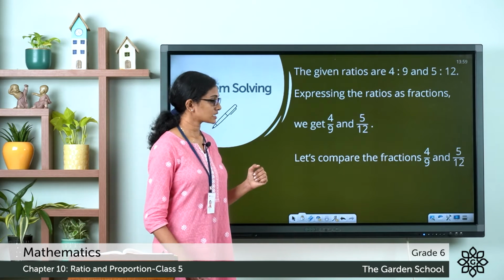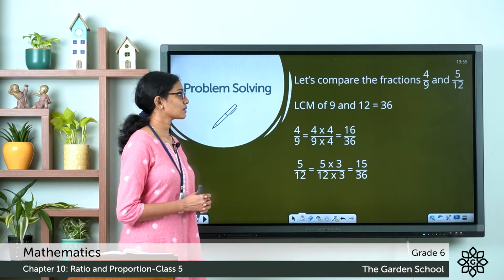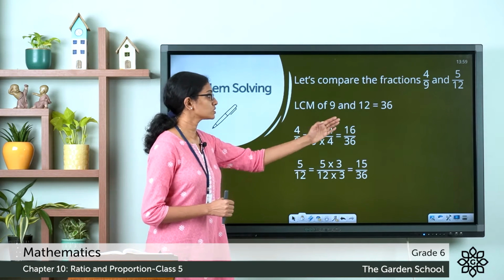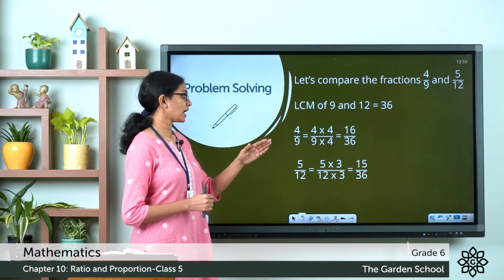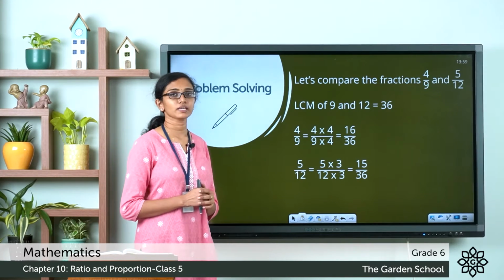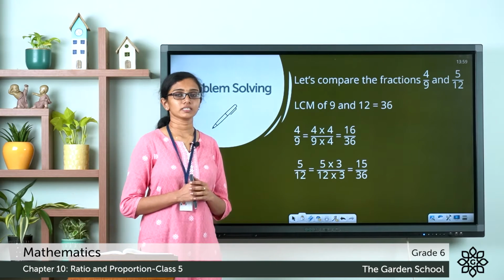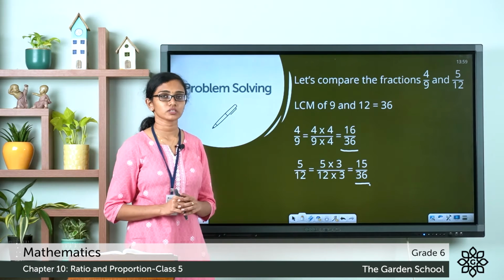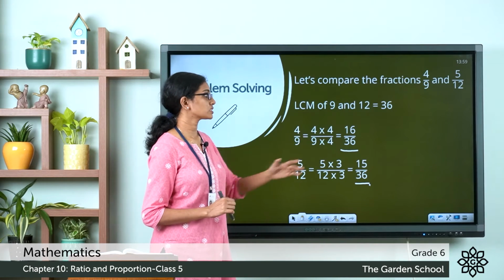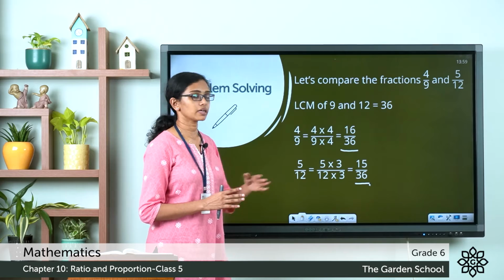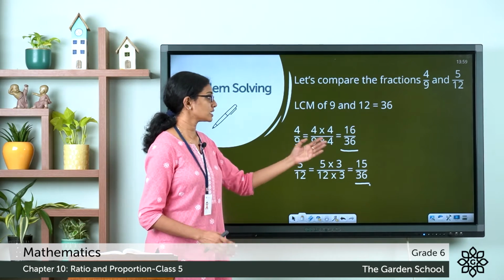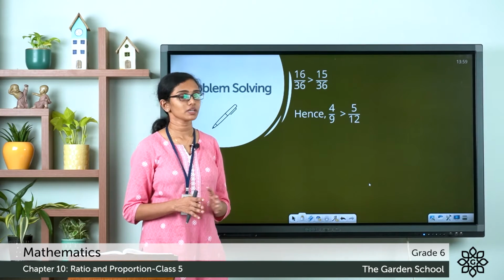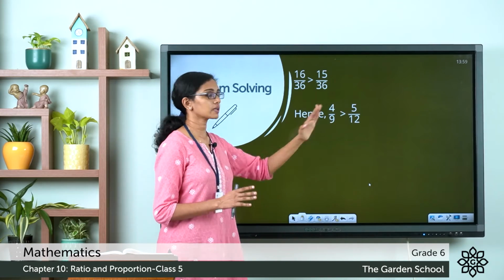Finding the LCM of 9 and 12, you get the LCM is equal to 36. The fraction 4/9 will be equal to 16/36 and the fraction 5/12 will be equal to 15/36. Now, we got the corresponding equivalent fractions which are now like fractions. When you compare the like fractions 16/36 and 15/36, which is more? You can see 16/36 is greater than 15/36, which means the corresponding fraction 4/9 will be greater than 5/12.